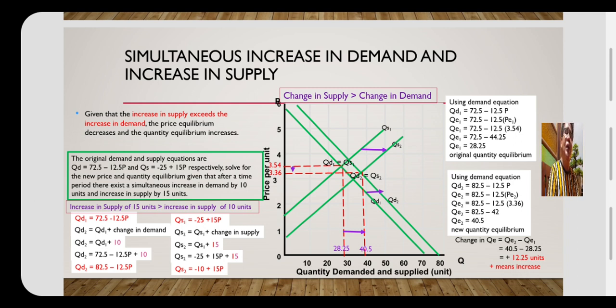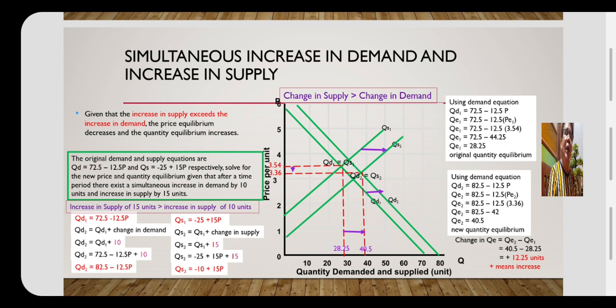Given the original demand equation of 72.5 minus 12.5P, substituting to it the original price equilibrium, we now have 72.5 minus 12.5 times 3.54. So to simplify, we now have 72.5 minus 44.25, and it will give us a value of 28.25 as the quantity equilibrium value.